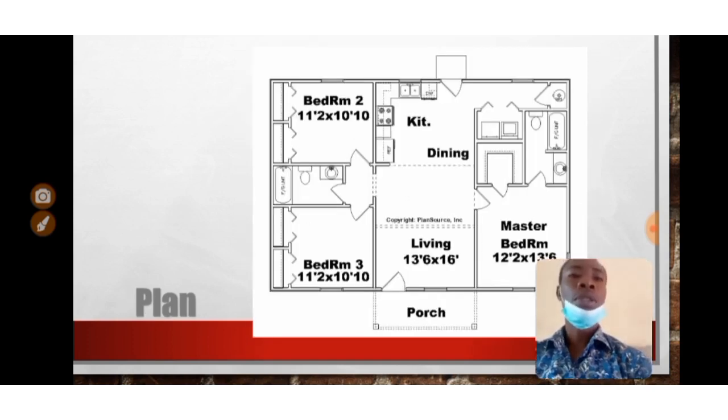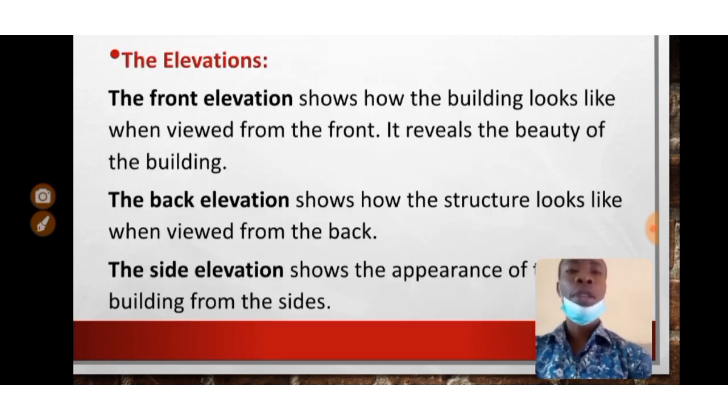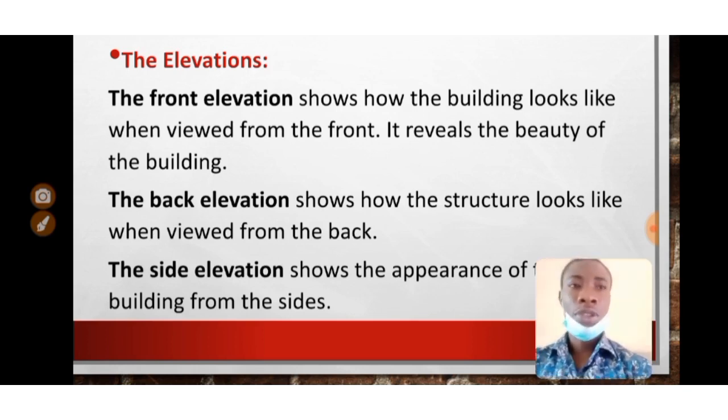Now the next one is this one. You can also tell that this is a 3-bedroom flat building plan. You can see the master bedroom, the living room, the kitchen and dining, and the 2 other rooms with the porch. So the second aspect of the blueprint is the elevations.